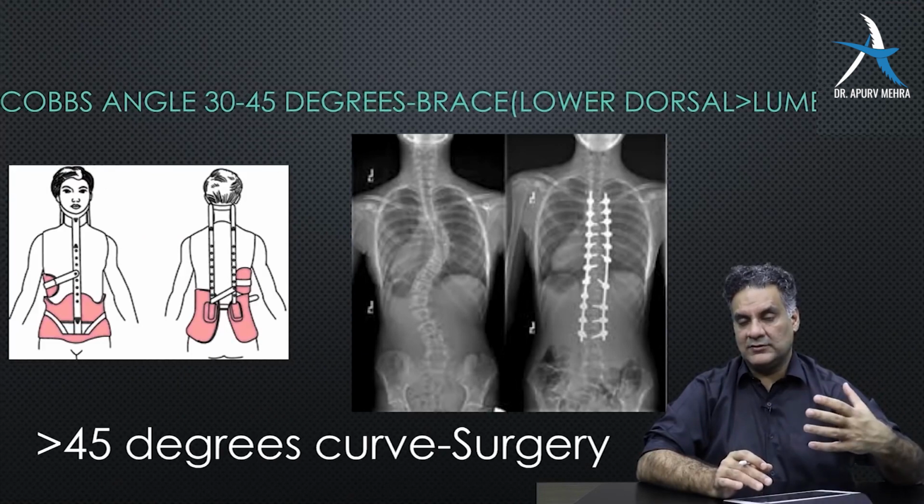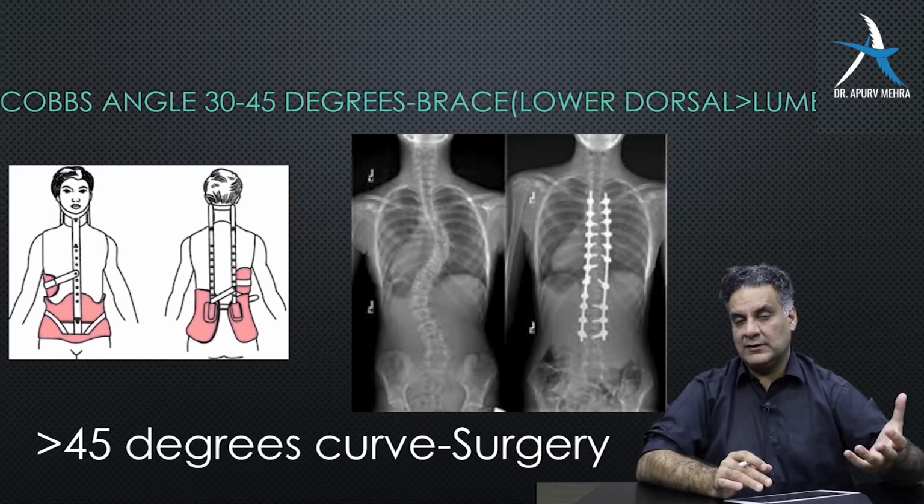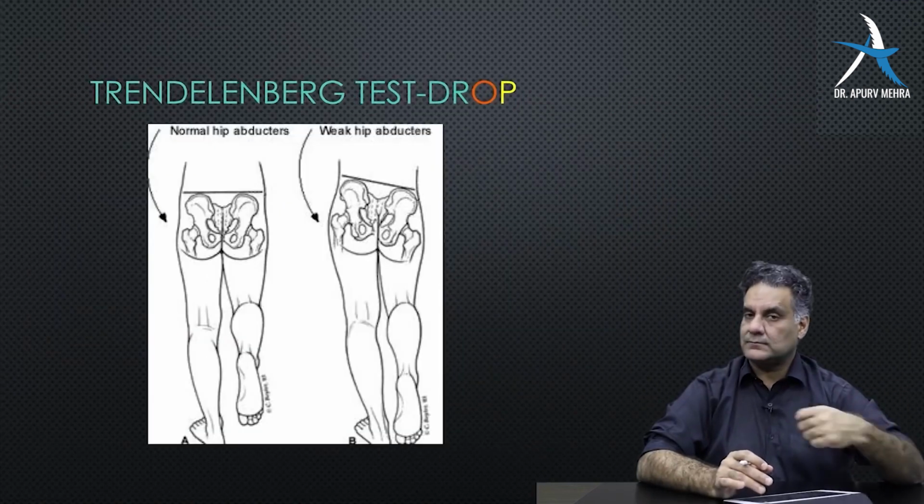Usually scoliosis is treated with a brace up to 45 degrees of angle, and if the angle is more than 45, you operate. The braces are the Milwaukee or the Boston brace, and you use it more for lower dorsal spine than lumbar spine.